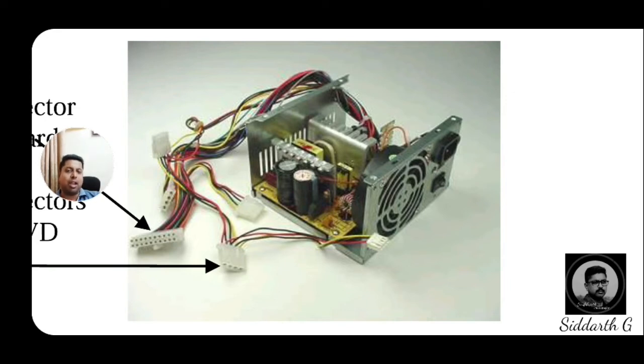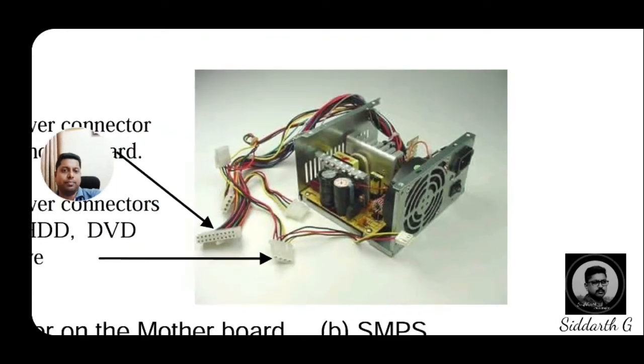This is what we call SMPS, switched mode power supply. From this power supply, the AC current is converted into DC current. After that, the DC current is passed to the motherboard. Now I am showing this 24 pin connector. This is the white 24 pin connector I mentioned previously, which connects to the motherboard. So it will be connected like this.